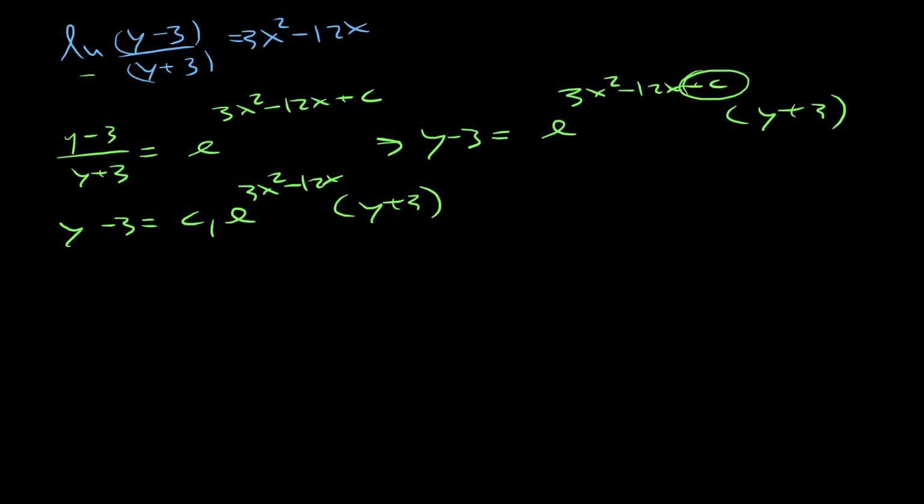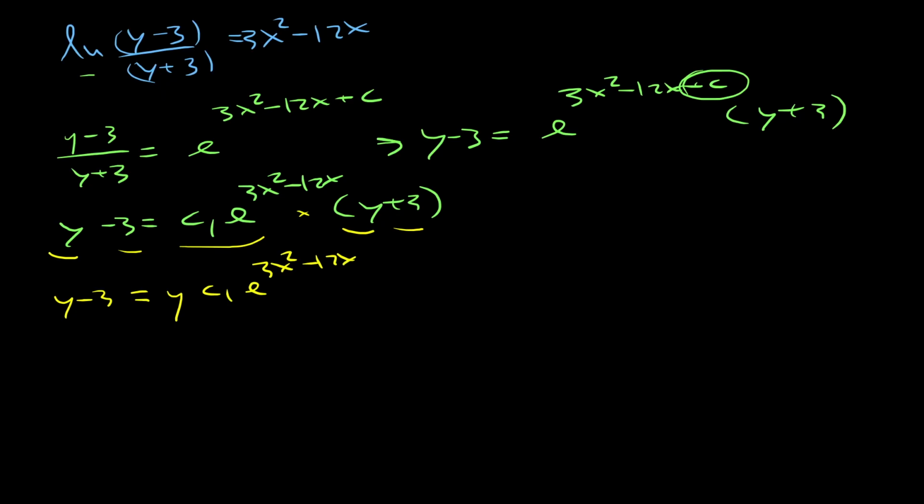We can further simplify this expression because we have y on one side and we have y on the other side multiplying by the expression. And the same thing goes for 3. With 3 it's just a sum or subtraction operation, but it's multiplying on this side, so we can use this to our advantage. So we have y minus 3, and then here on this side we have y c1 e^(3x² minus 12x).